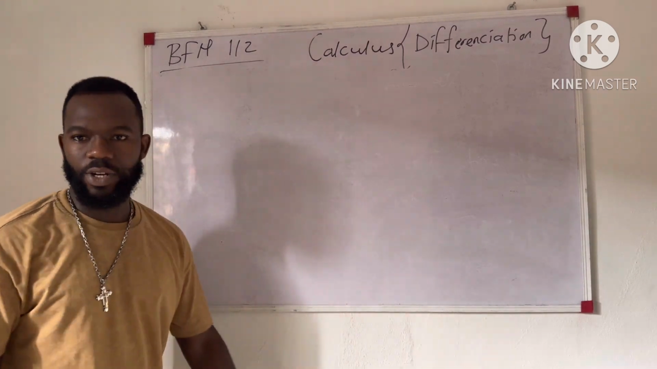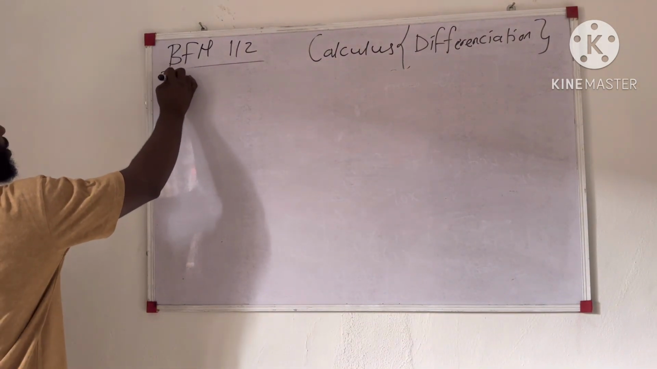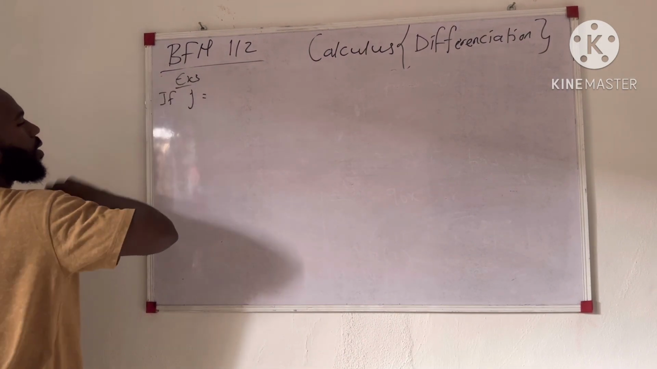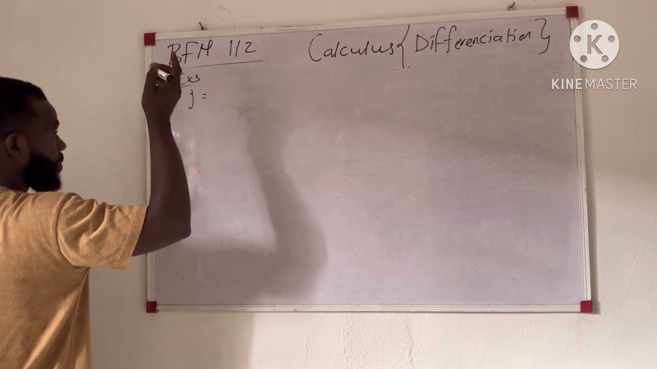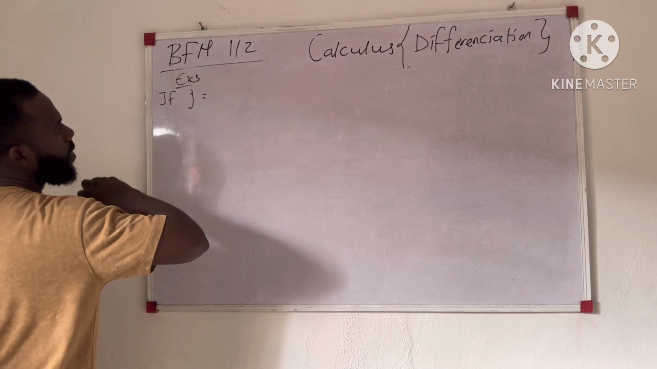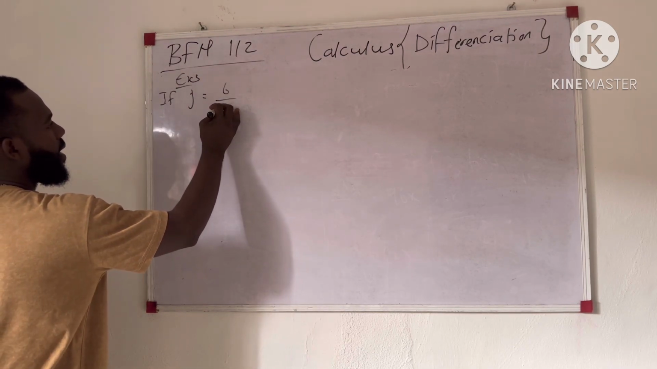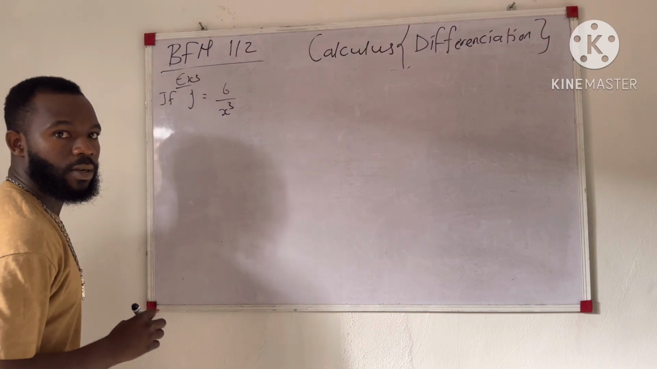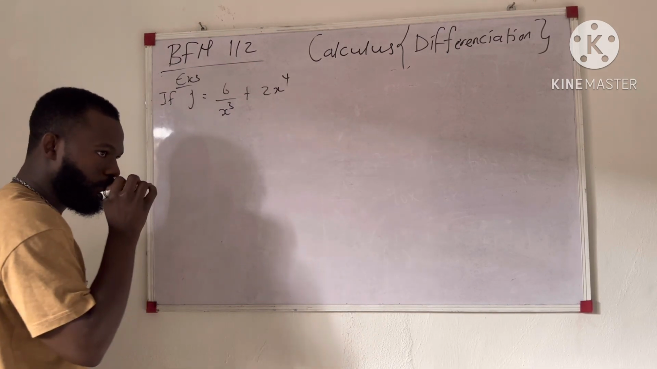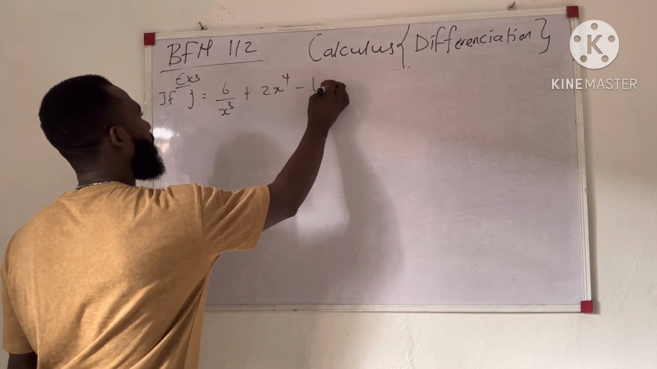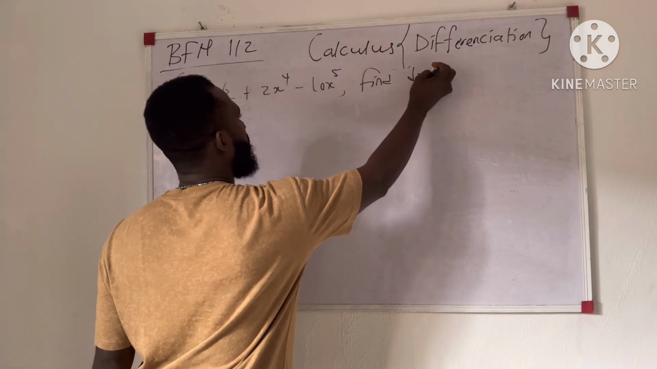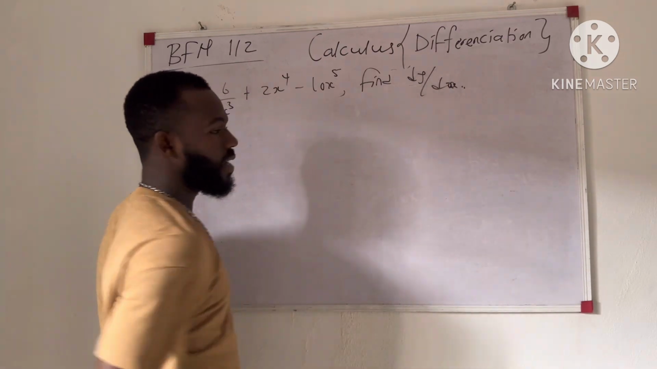Now imagine you have a question like this. Example 3. If y is equal to 6 over x raised to the power 3, plus 2x raised to the power 4 minus 10x raised to the power 5. Now we are told to find dy over dx.